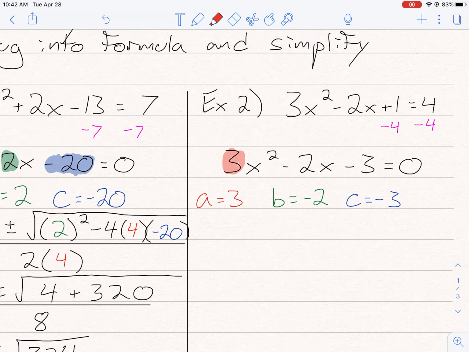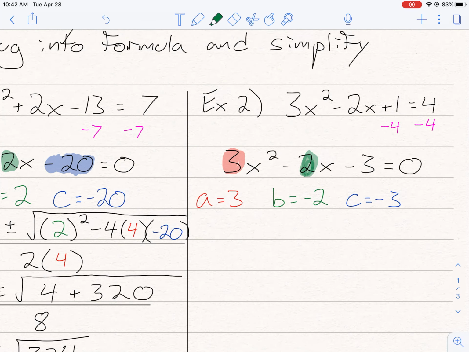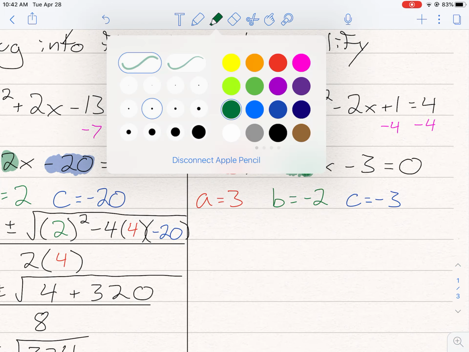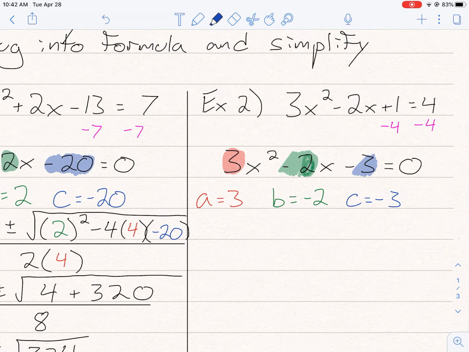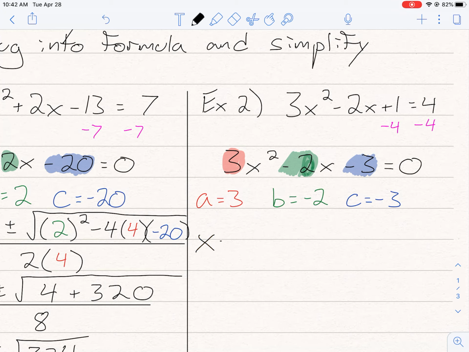So remember that your number also will include the sign that's with it. 3 is positive here. The 2 is negative, so you want to make sure that you include the negative with it. And then 3 is also negative, so that has to come along as well.